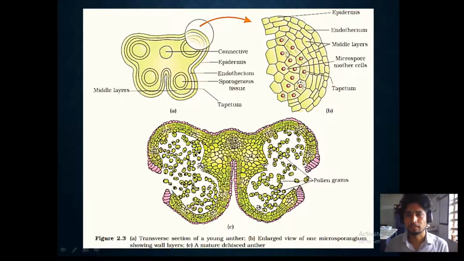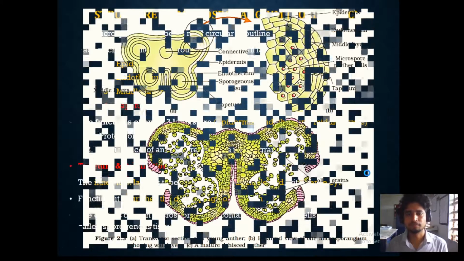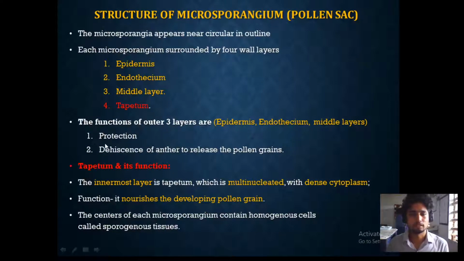Inside the tapetum are the microspore-producing cells, called microspore mother cells, which we are going to study. When the dehiscence of the anther occurs, the anther breaks open in this manner, and the microspores, the pollen grains, come out and go out for pollination. So this is the function of the outer layers: protection and dehiscence of the anther to release the pollen grains.